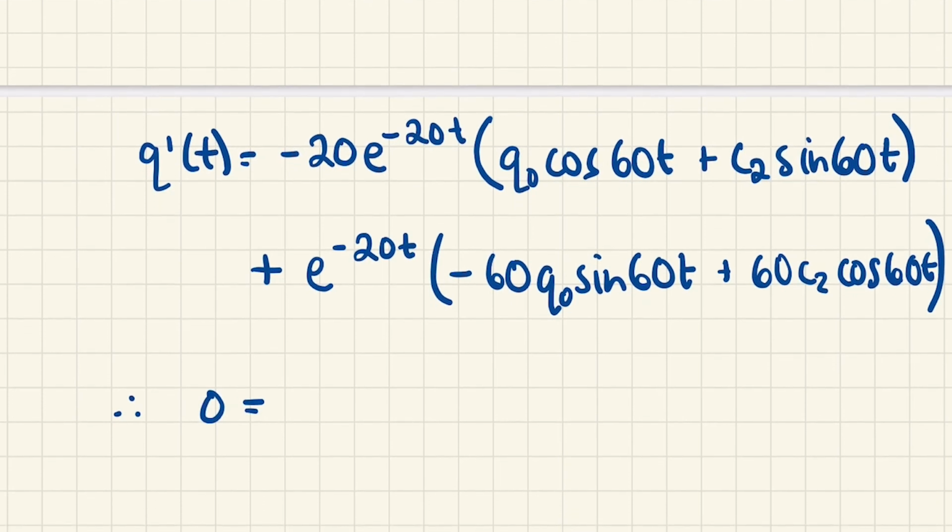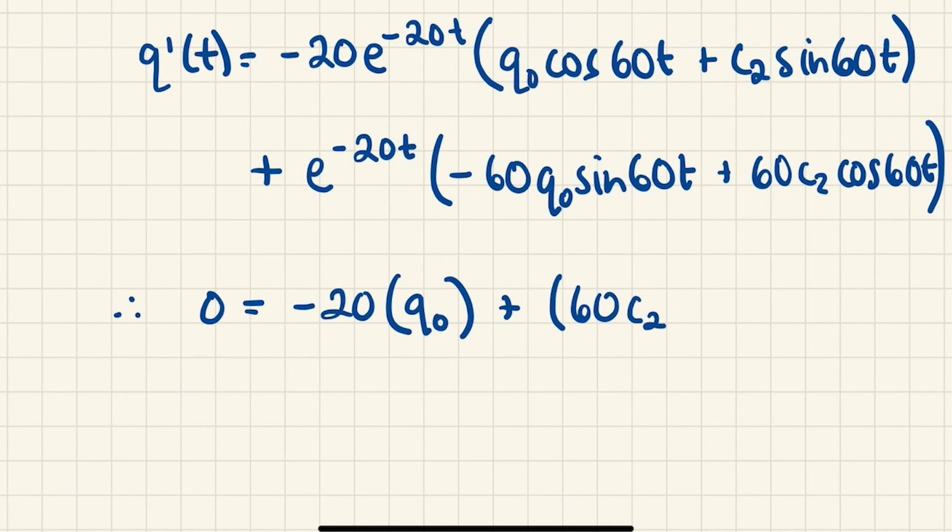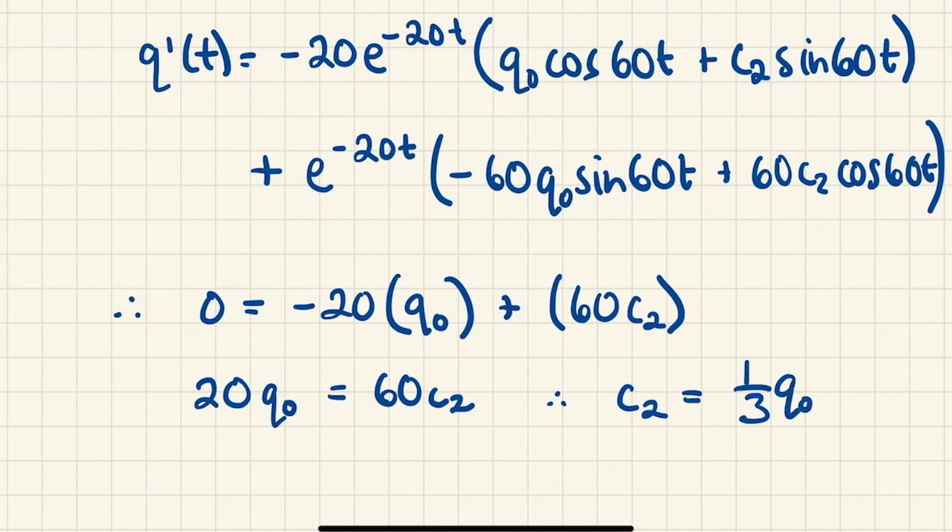So setting q prime equal to 0 and t equal to 0, we get negative 20 times q naught plus 60 C2. Again, we've seen this pattern before. All the sines are going to go away, and all the cosines will just become 1. And even e to the stuff times 0 will just be 1. So we just have to solve this equation for C2. So 20 q naught is equal to 60 C2. So C2 is 1/3 q naught.